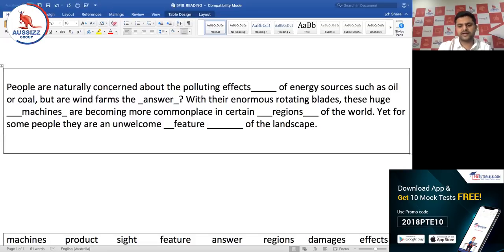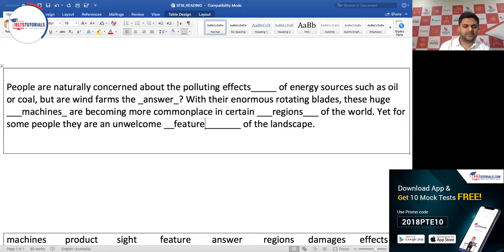So friends, whenever you find blanks where you feel that two or more options are correct, just look at the preceding and succeeding words to see whether they make sense grammatically and are meaningful. So, an unwelcome feature of the landscape. Now this entire text makes meaning. So always look for preceding and succeeding words to the blank. Look for the words that give you a signal, like here the word these signals that we are talking about wind farms, so we are looking for a substitute for wind farms in this blank.